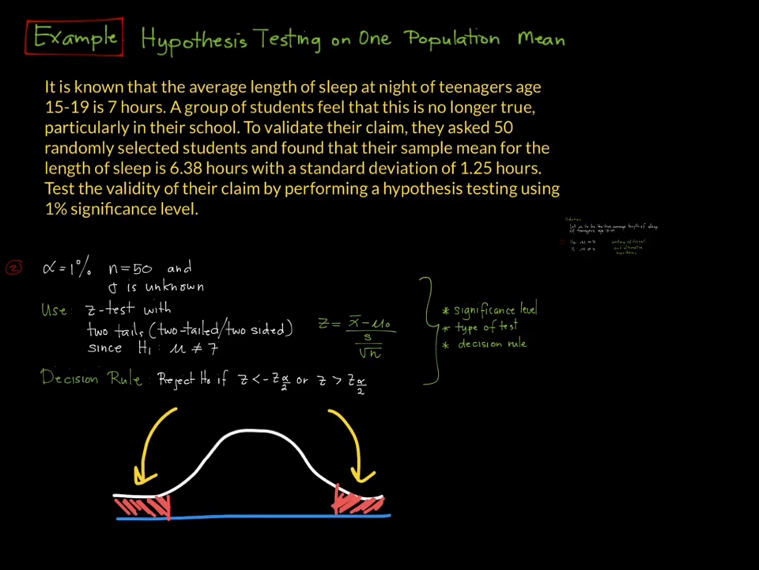Now, if the z-test will be used, then the formula to find the test statistic is given by x bar minus mu sub 0, the hypothesized mean, which is equal to 7, over the standard deviation over the square root of n. So that basically is our step number 2.